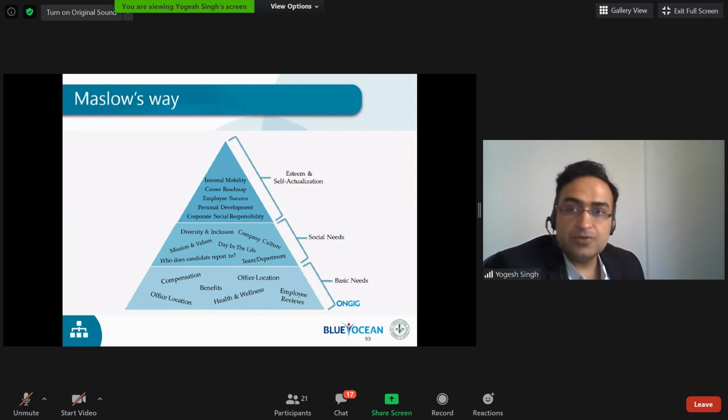So what should you be selling to these people at senior level? Talk about corporate social responsibility, how your contribution is going to make an impact on the world, employee success, personal development of the people, internal mobility, etc. These are some of the areas which can be helpful. So it can be interesting to see what happens when you use Maslow's way in your job descriptions and job advertisements.